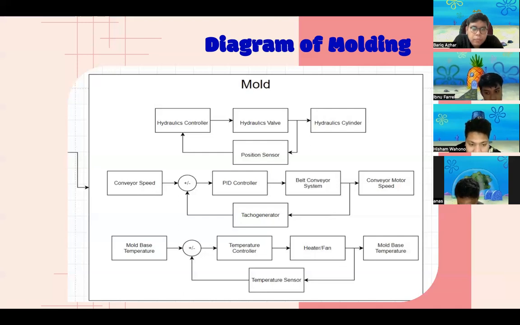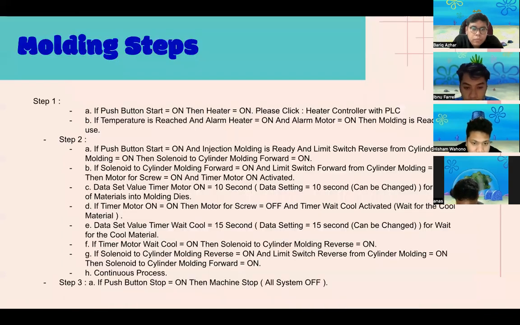So all three of these diagrams are closed loop controllers. Next. So these are the molding steps. Step one, if the push button start equals on, then the heater is on. Then the heater is controlled with the PLC, and if the temperature is reached, the alarm heater will be on and the alarm motor will be on, then the molding is ready to use.